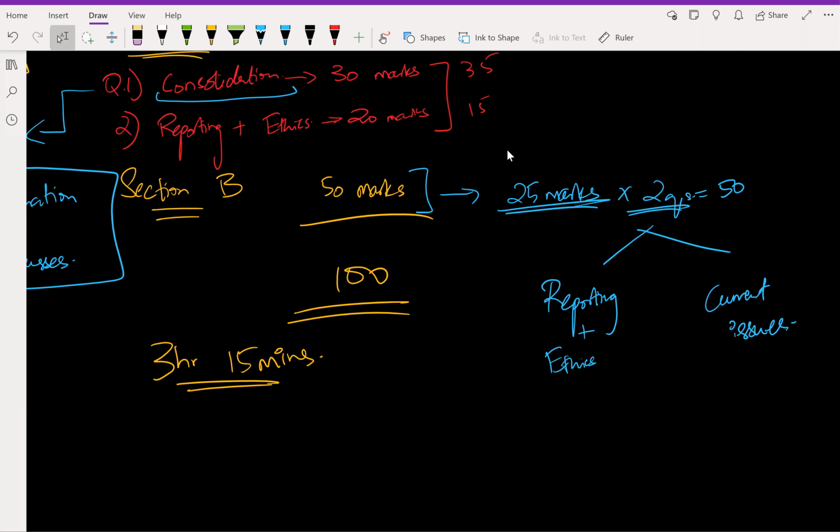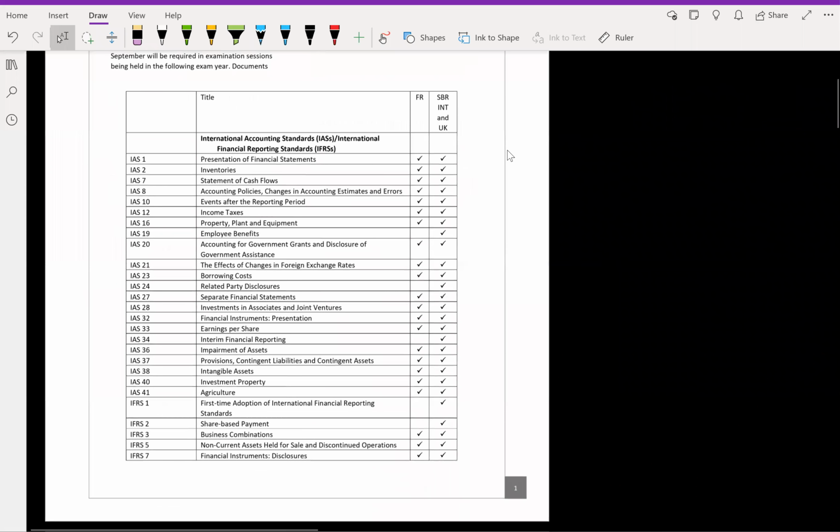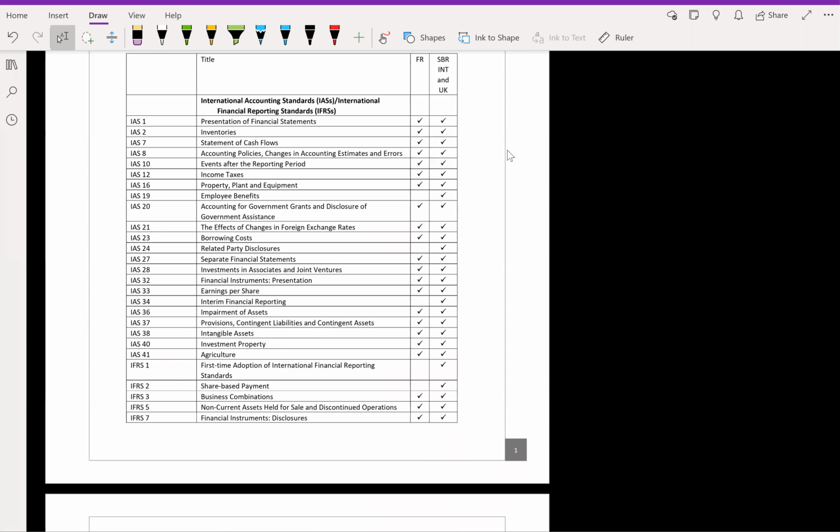Now, when it comes to the syllabus, these are the standards that are tested at SBR level. So IAS 1, that's basic. IAS 2, IAS 7, IAS 8. You already know these standards except for IAS 19, which is new into SBR. You know these standards from your F7 studies. You know IAS 20, IAS 21, IAS 23. You don't know IAS 24. That's new in SBR.